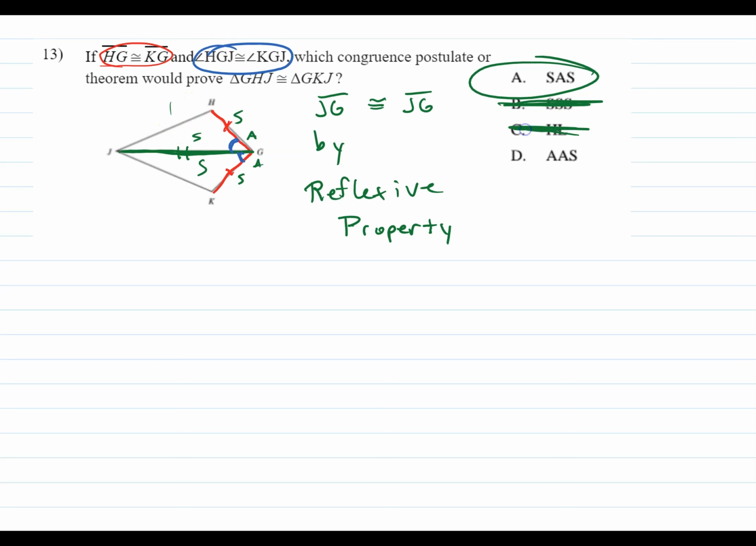We can't use HL because there's no 90-degree angle. You need a 90-degree angle to use HL. And then we can't use AAS because we only know that 1 pair of angles is matching. To use AAS, we would need to know 2 pairs of angles are matching.